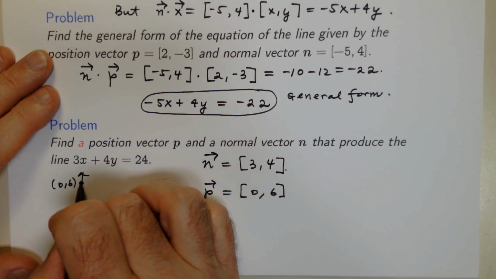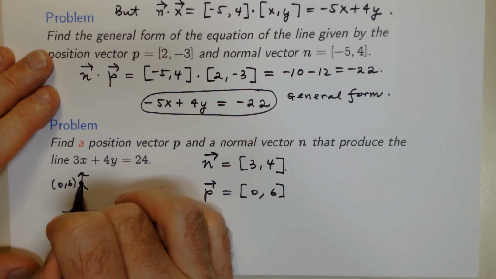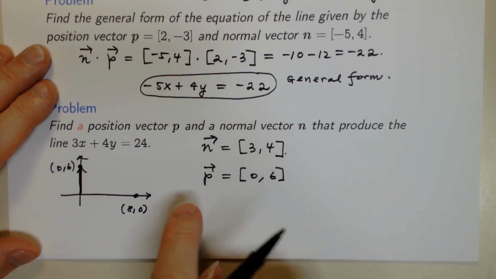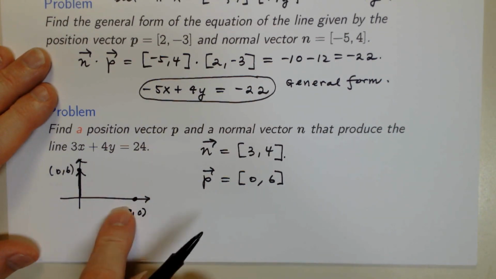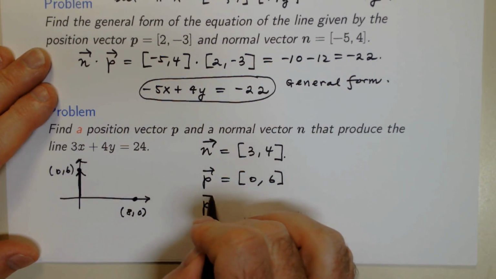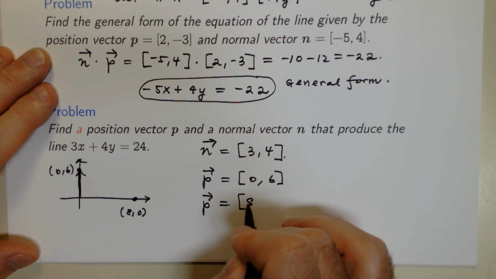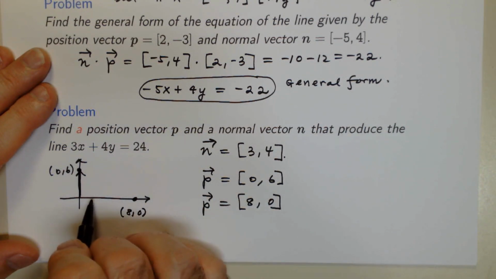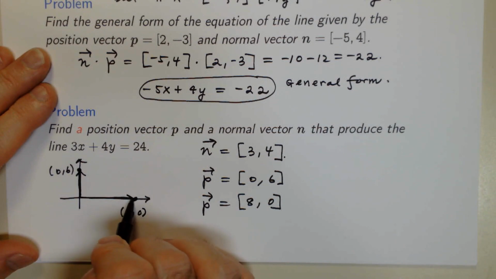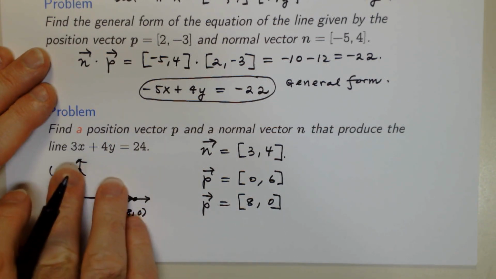So that's equivalent to choosing that vector. Or I could have p equal to (8, 0). That would be another natural choice. So those are two that kind of naturally suggest themselves. Of course, any point on this line will do the job.